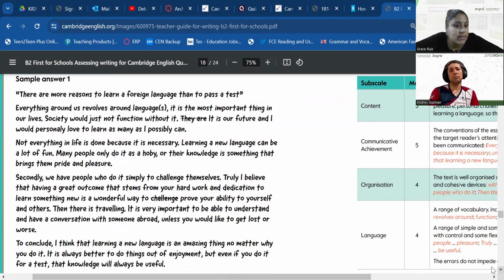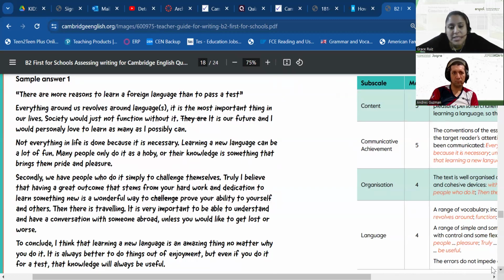There are more reasons to learn a foreign language than to pass a test. Everything around us revolves around languages. It is the most important thing in our lives. Society would just not function without it. So it is our future, and I would personally love to learn as many as I possibly can. Not everything in life is done because it is necessary. Learning a new language can be a lot of fun. Maybe people only do it as a hobby, or their knowledge is something that brings them pride and pleasure.